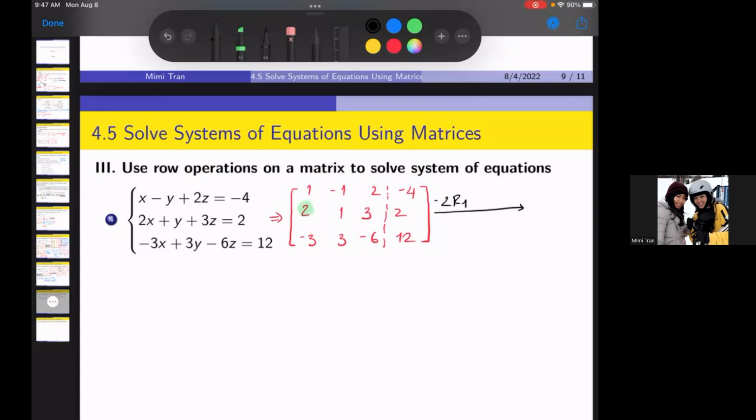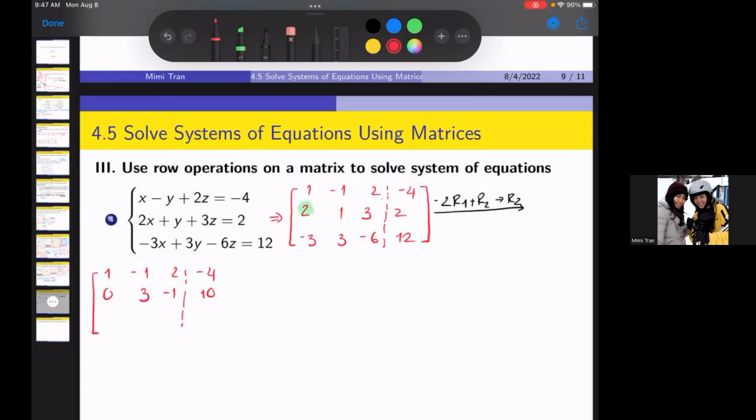Negative 2 R1, add R2, give me new R2. The first row, rewrite the first row so you don't forget or get confused. So negative 2 times 1 is negative 2 plus 2 is 0. Negative 2 times negative 1 is positive 2 plus 1 is 3. Negative 2 times negative 2 is negative 4 plus 3 is negative 1. Negative 2 times negative 4 is positive 8 plus 2 is 10. It's kind of helpful to say it out loud.